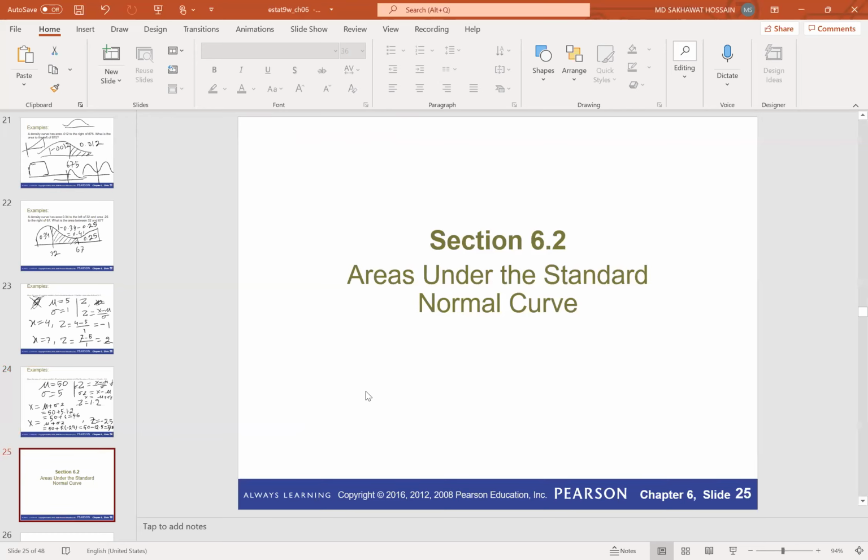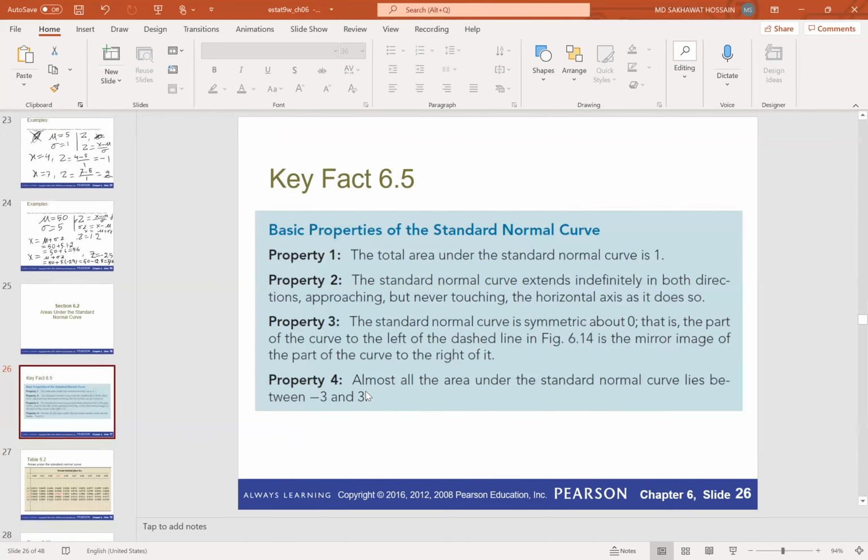So now we'll calculate the areas under the standard normal curve. Till now we discussed the area under the density curve. Now we'll discuss the area under the standard normal curve. Here are some basic properties of the standard normal curve. Property 1 is the same property: the total area under the standard normal curve. Since the standard normal curve is also a density curve, the total area will be equal to 1.